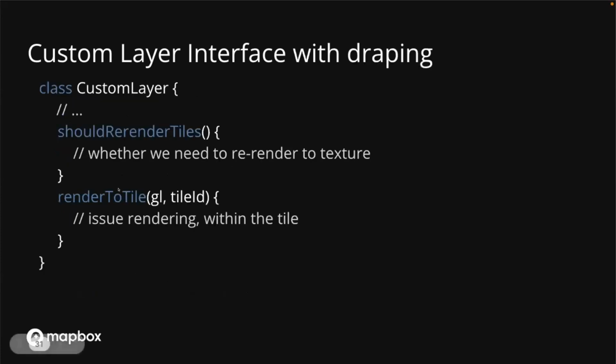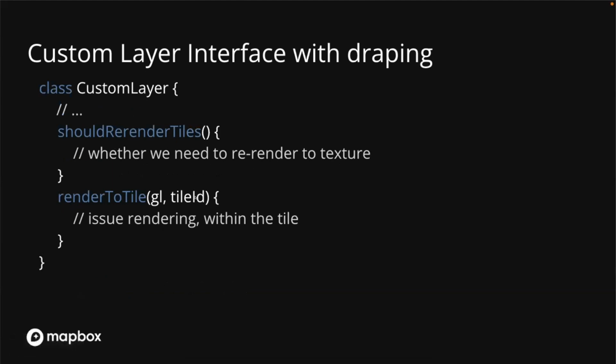And with terrain and draping, we added 2 new methods, which here is rendering to, it's related to the render cache. So it tells whether a texture needs to be re-rendered in case you had any changes in the tile. And this one is when the tile is actually rendered.